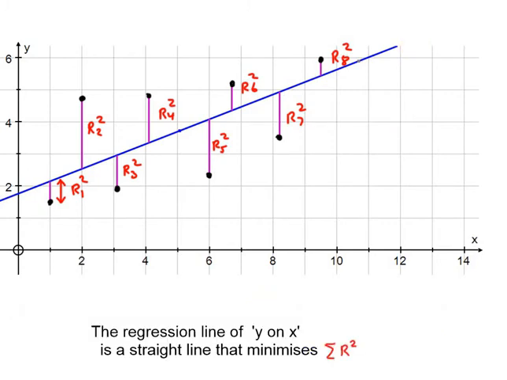So the regression line of y on x is a straight line that minimizes the value of sigma r squared. Hence it's called the least squares regression line of y on x. That's the full name given to this line. We typically just shorten that to the regression line.